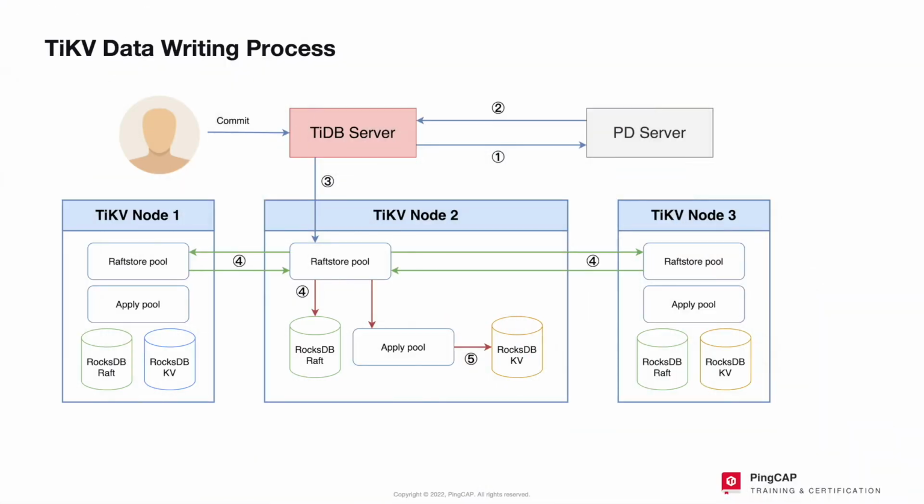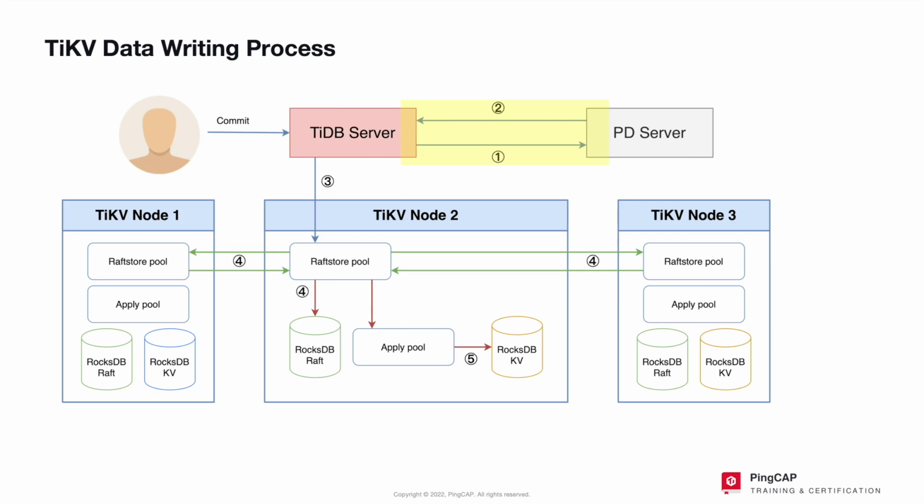We have discussed the Raft consistency algorithm and TiKV's RocksDB underpinnings. Next, we will discuss how TiKV data is written. The process is as follows. Let's say we want to write key equals 100, value equals Jack. TiDB server asks the PD where the region containing key 100 is located.